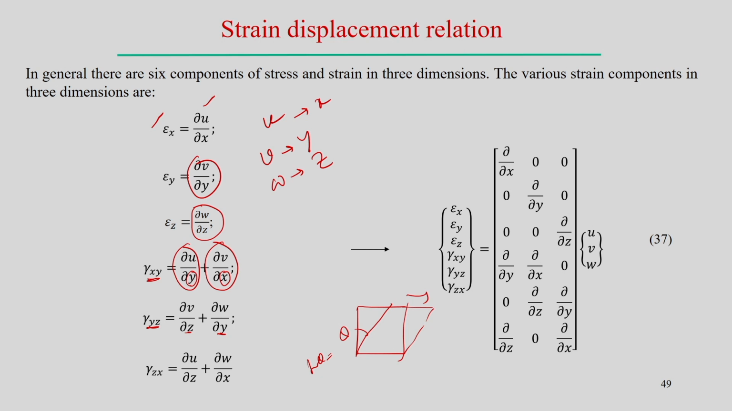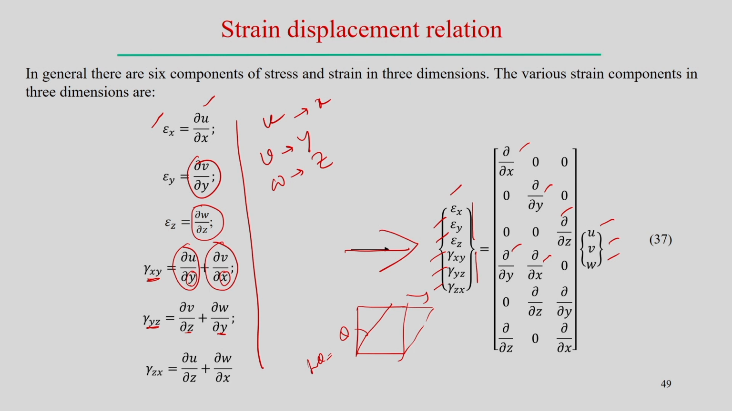But in matrix form we can write this expression as epsilon x, epsilon y, epsilon z, gamma xy, gamma yz and gamma zx. These are all the strain components. In the column vector we represent all the 3 normal strain components and the 3 shear strain components, and the right hand side represents the displacement field. Here u, v, w is the displacement field, multiplied by the del by del x, del by del y, del by del z operators. So basically these 6 equations we represent in matrix form in this particular way.